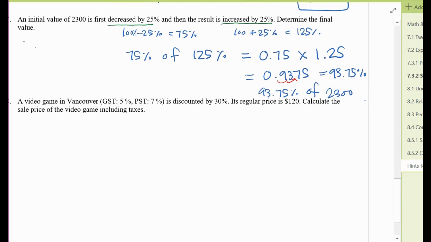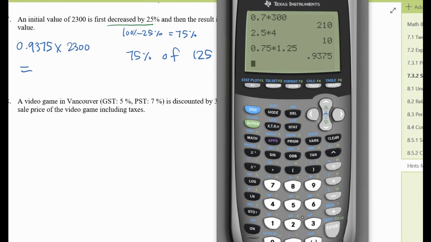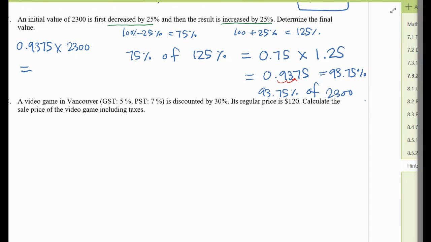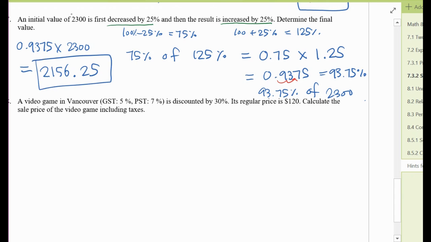So let's calculate it here. So 93.75% is 0.9375. And of means multiplication. And multiply 2,300. And see what we get. So times 2,300. That is 2,156.25. Therefore, we don't get the same value. So the initial value is 2,300 and the final value is 2,156.25.